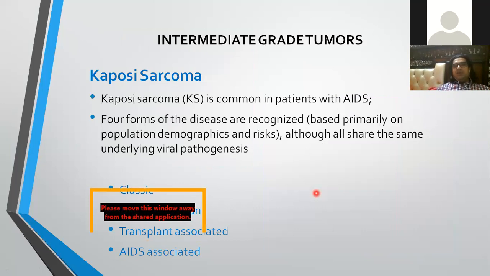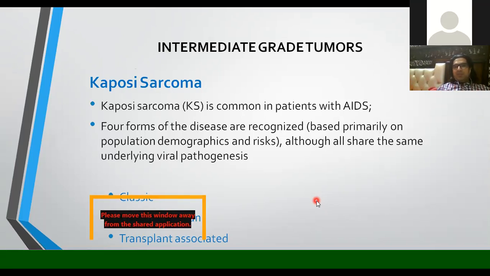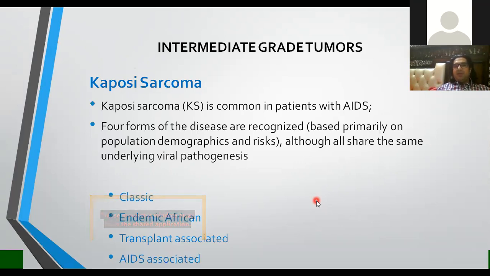So Kaposi sarcoma typically occurs in AIDS patients, right? And there are variants, that is, it can occur in transplant associated patients. There is an endemic variant in Africa, where the disease is endemic, right, and it is not age associated. Sometimes in transplant patients, the other immunocompromised patients, this Kaposi sarcoma can occur, and then there is a classic variant, right? So there are four variants: classic, endemic, transplant associated, and AIDS associated. And the most common one is AIDS associated, right? And the pathogenesis involves a virus, which is basically a herpes virus, right? So it is caused by a herpes virus, right?